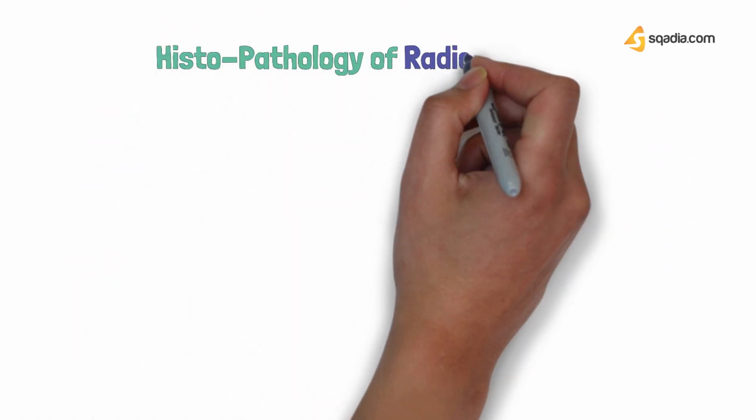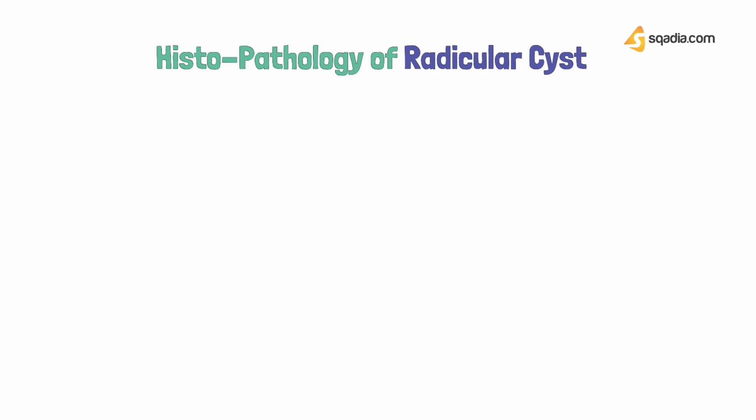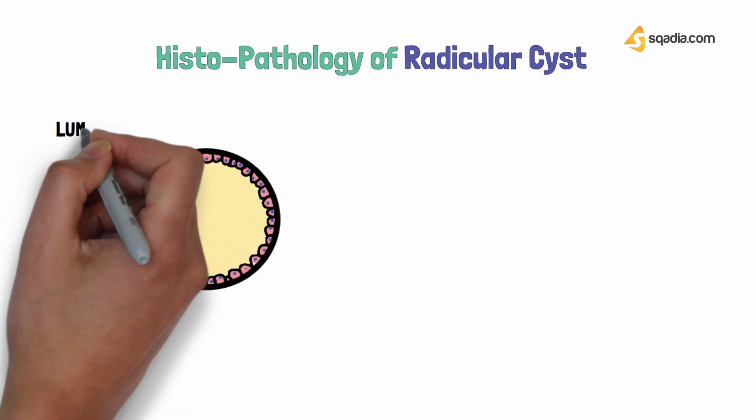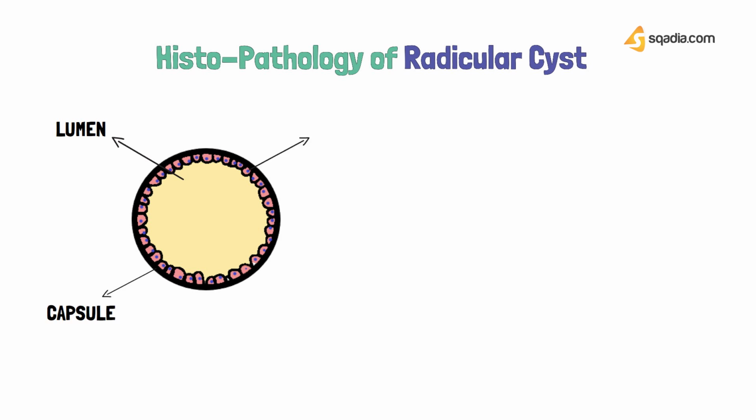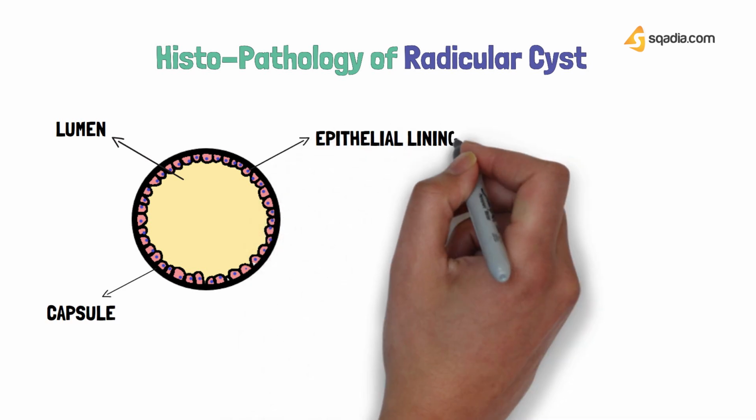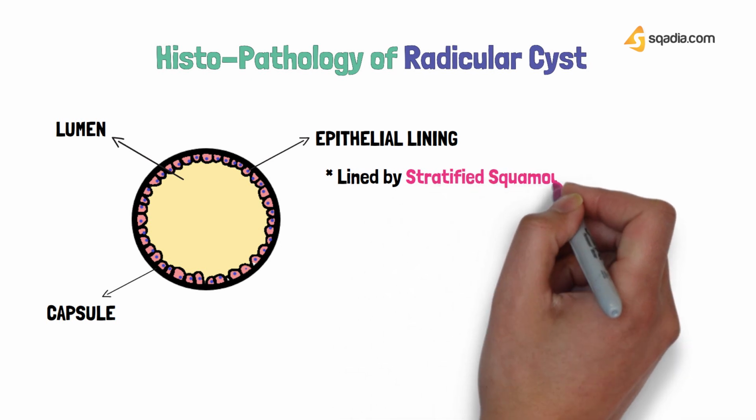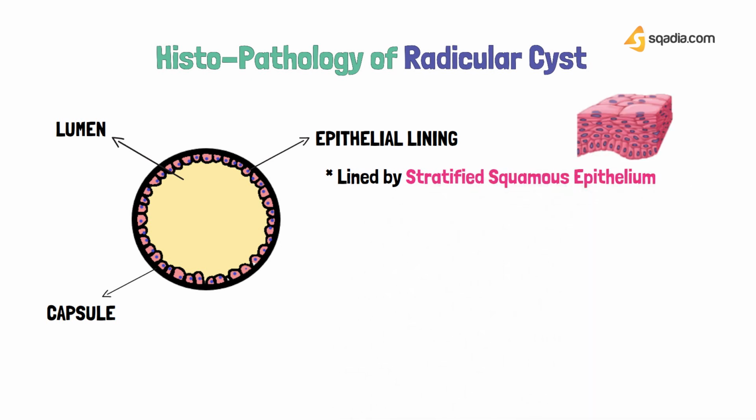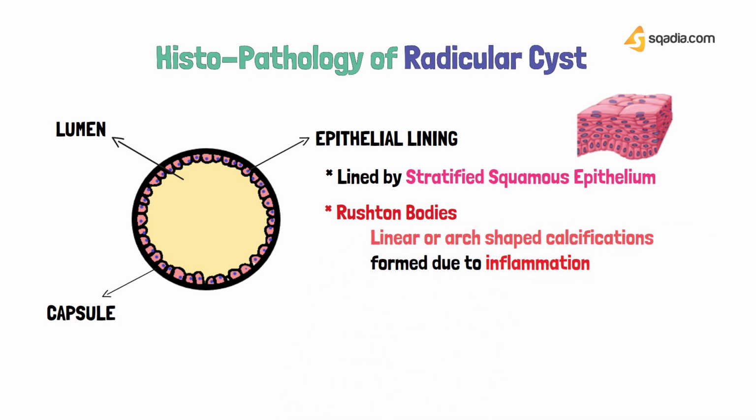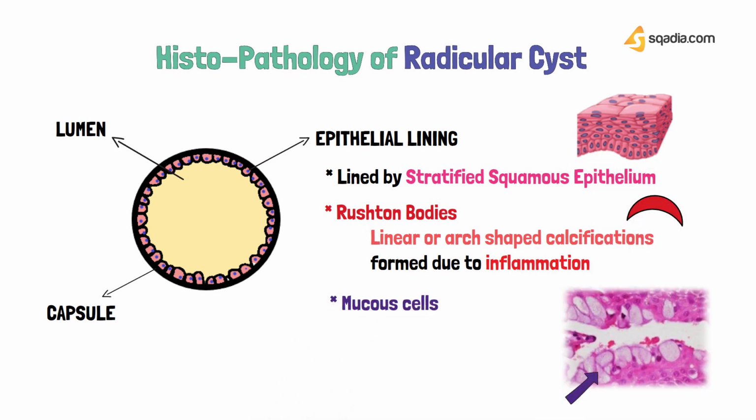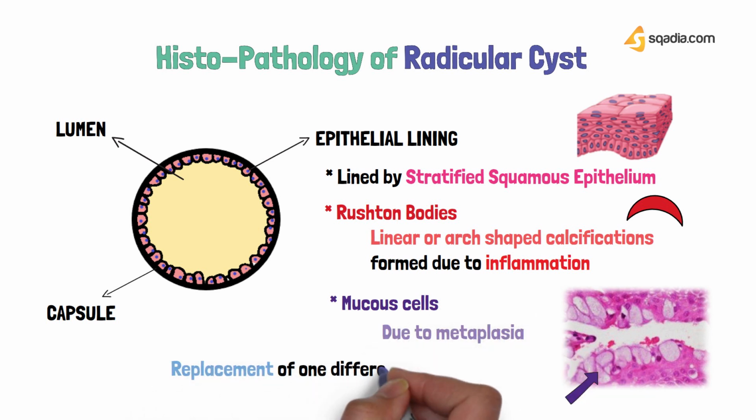Histopathology. Now, when we look at the cyst microscopically, we are going to find the lumen, the capsule, and the epithelial lining. The epithelial lining is basically the stratified squamous epithelium. There is a presence of Rushton bodies. This is basically linear or arch-shaped calcifications which form due to inflammation. We are also going to find some mucus cells. Mucus cells are basically formed due to metaplasia, and metaplasia is basically the replacement of one cell type with another.